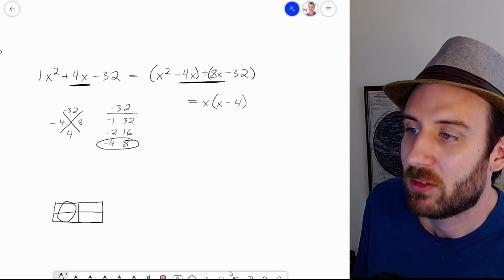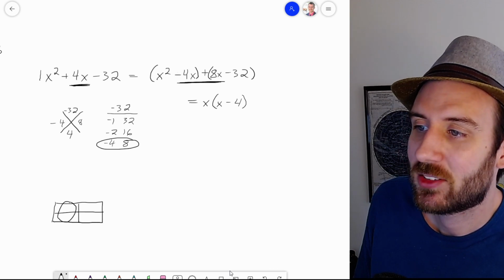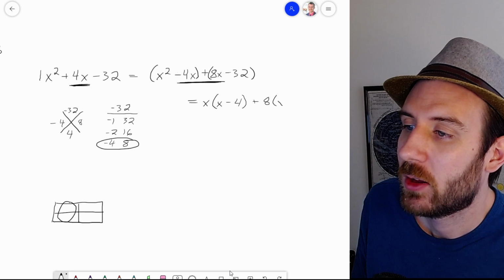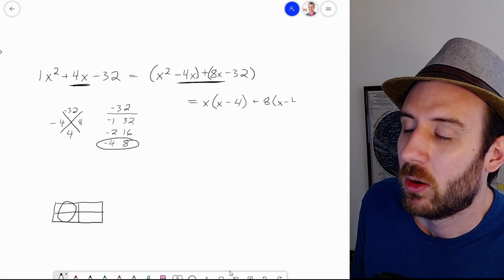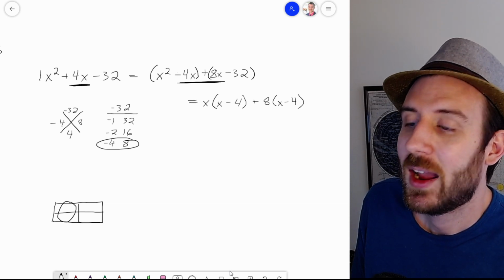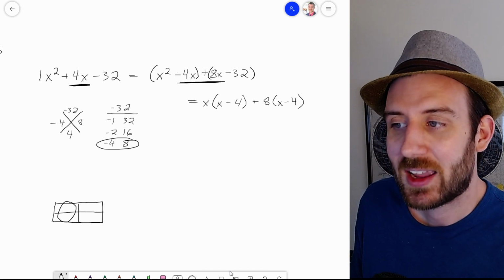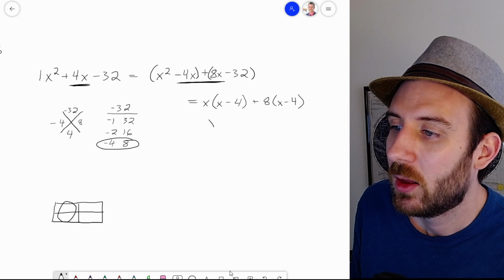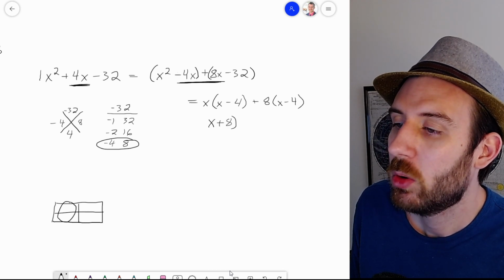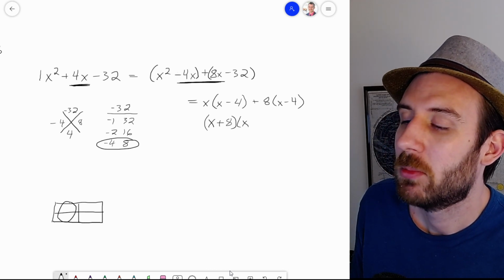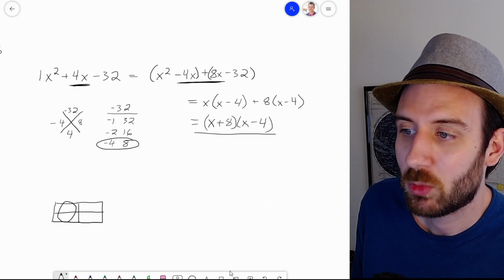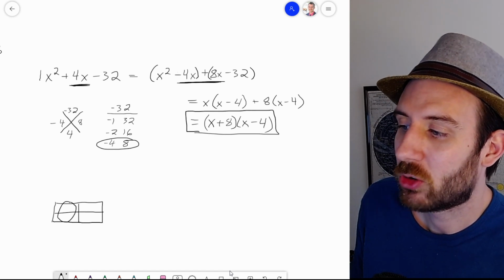For the next one, the greatest common factor for 8x and negative 32 would be 8. So I'll write that on the outside and then pull out everything I can. And then from there, we just recognize that I have this x minus 4 affecting both the x and the 8. So that would be x plus 8, both being multiplied by x minus 4. And we can be done just like that. That would be a way of factoring out the original quadratic.